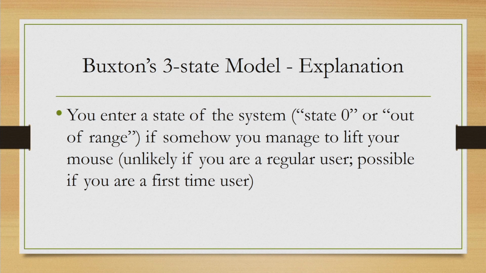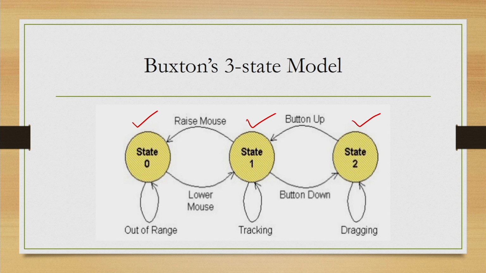So, let us explain what this model explains. Now suppose you are interacting with a mouse, you are using the mouse to interact with your computer. Then if you are a first time user, there is a possibility that you may lift the mouse from the surface. Although it may sound very improbable, but sometimes it happens. So by mistake if you do that, or without knowing if you do that, then you go to state 0 in the model, where it is defined as out of range state.